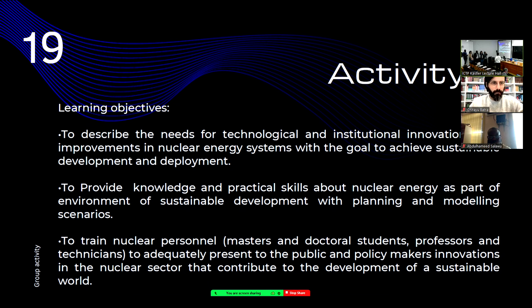The learning objectives of this module three, we decided, are to describe the needs for technological and institutional innovation to improve nuclear energy systems with the goal of achieving sustainable development and deployment. Another objective is to provide knowledge and practical skills about nuclear energy as part of sustainable development, with planning and modeling scenarios. And also to train nuclear personnel, master's and doctoral students, professors, and technicians in the workplace to adequately present to the public and policy makers innovations in the nuclear sector that contribute to the deployment of a sustainable world.